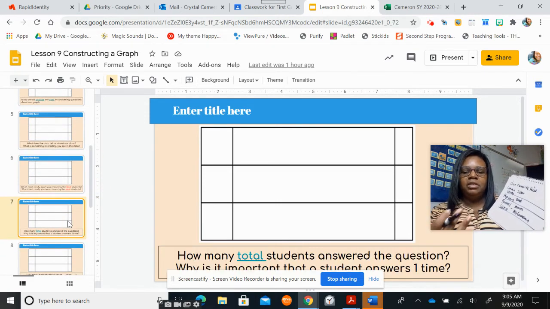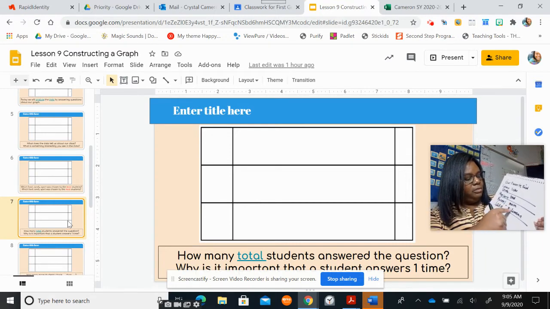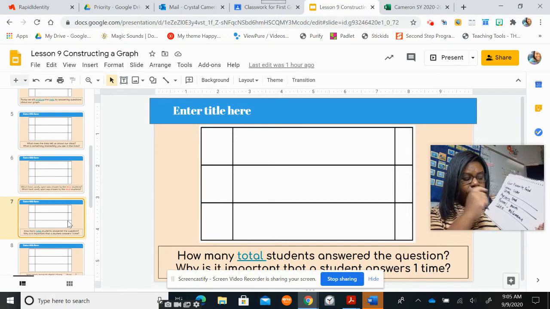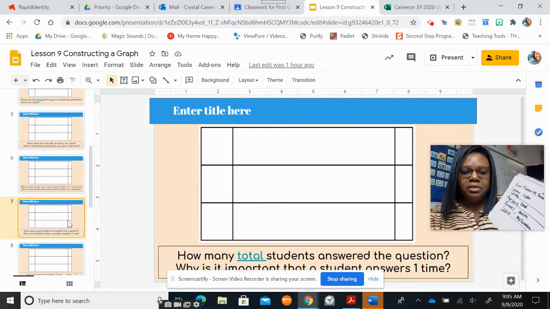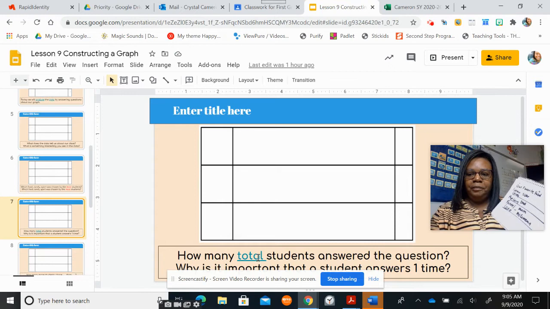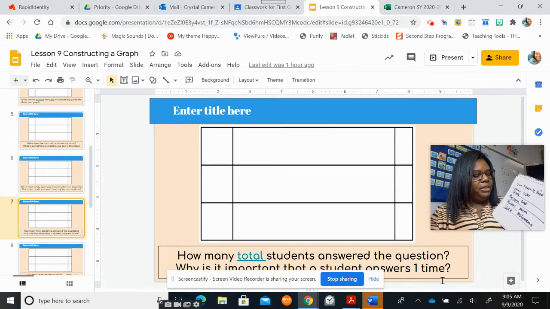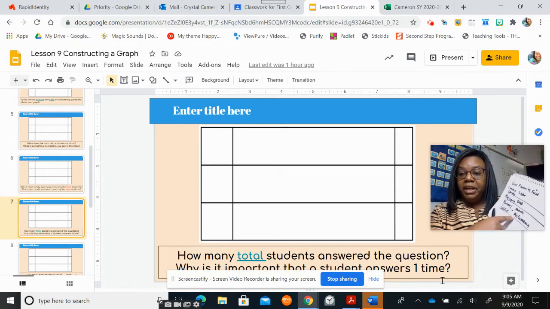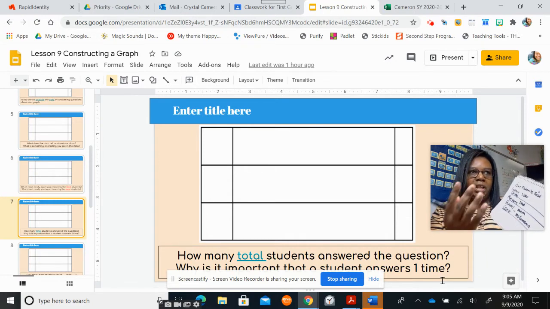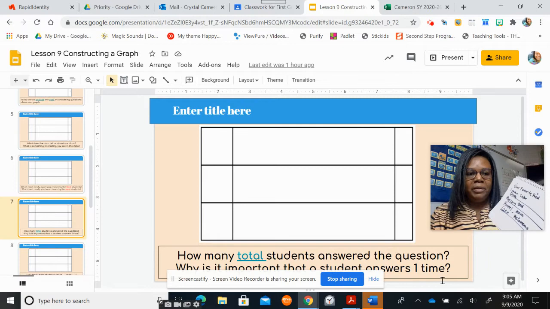So how many total people answered the question? You would go through and count all the names of the people that voted. So 1, 2, 3, 4, for example, here, 4 people answered the question. And why is it important that people answer one time? The reason is so that the data can be correct. You cannot vote more than once. For example, we can't have 2 presidents, we can only vote one time.